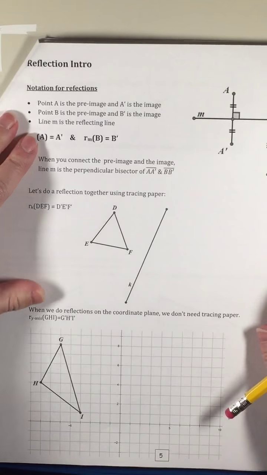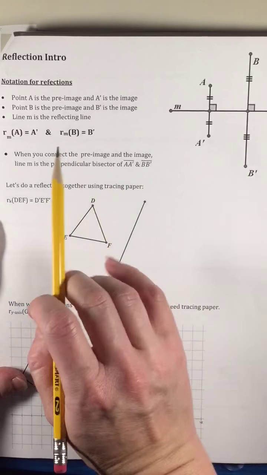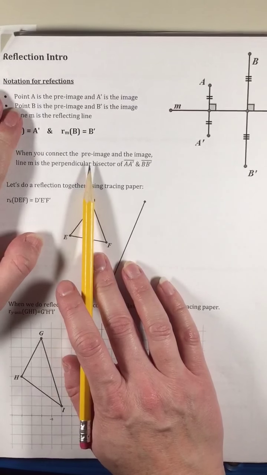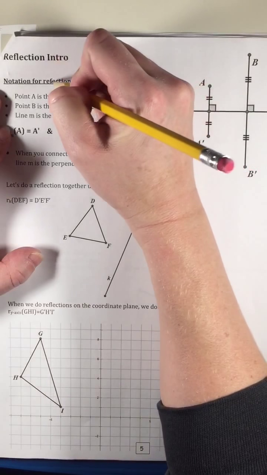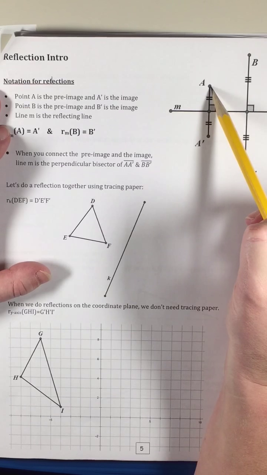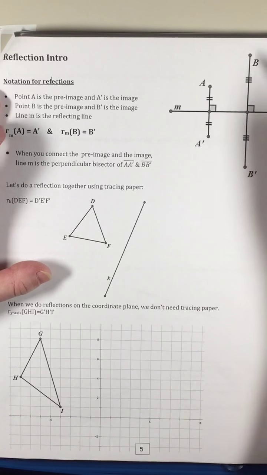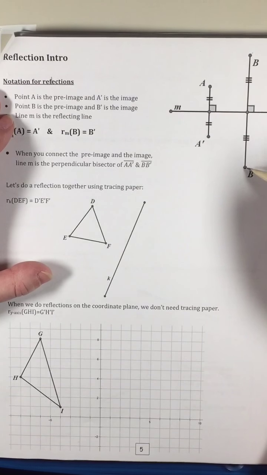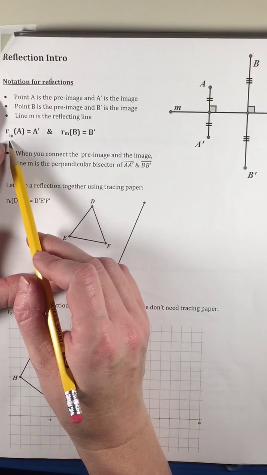So page 5, we've got just some of the things that I've already talked about. When we talk about notation, oops, forgot an L there. Point A is what I was reflecting, so it's the pre-image. A prime is the result of that reflection. And B is the pre-image, and B prime is the result of that reflection, so that is my image. So line M is my reflecting line, and this is what the notation would look like.